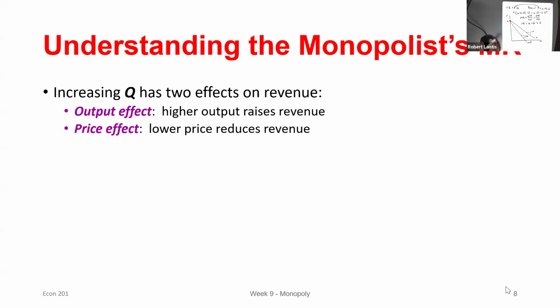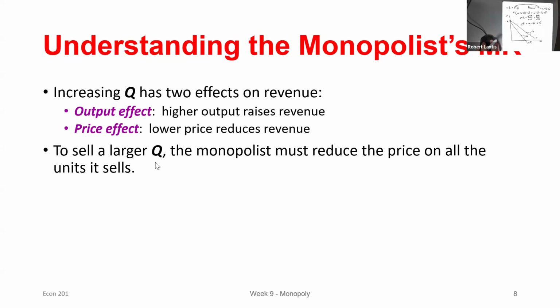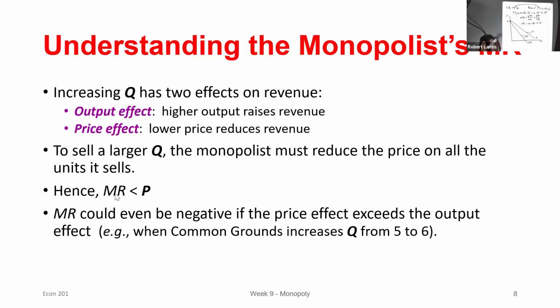So there's going to be two effects that exist. If a firm wants to sell more units, we know they're going to have to lower the price. So what is the ultimate impact on total revenues? If I'm selling more units, that's going to improve my total revenues. But if it's at lower prices, that's going to decrease my total revenues. So there's a price and an output effect. If I want to sell a larger quantity, I've got to lower the price. My marginal revenue will always be below the price because I won't just have the price effect, I'm going to have the output effect as well.